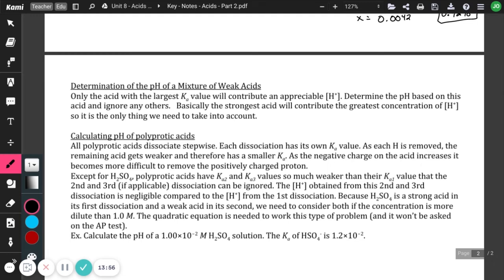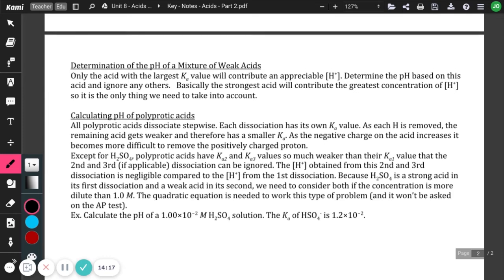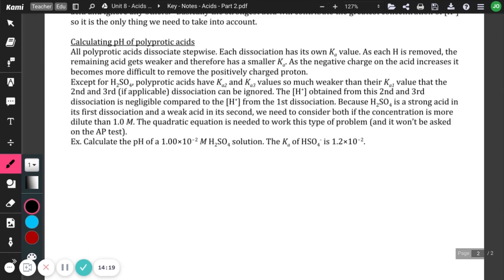So if you mix multiple acids, basically all this is saying is that the strongest acid, whatever weak acid it is, will contribute the greatest hydrogen concentration, and so it's the only thing we need to take into account. Okay, so you can disregard the other acids that are in that solution. All right? That's all I need to say for that.